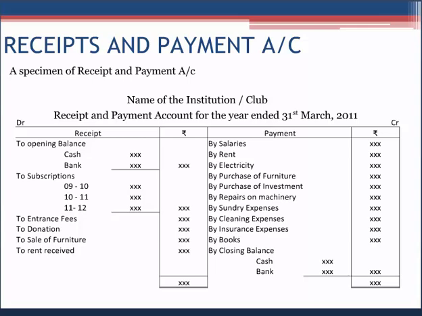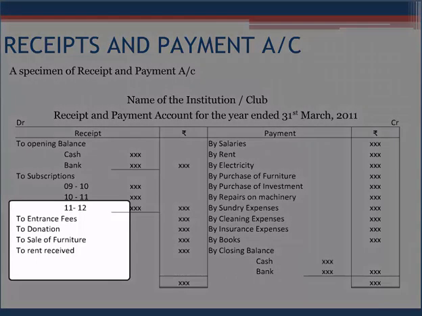So, the next thing to note is the receipt side, the part I'm highlighting. By entrance fee, by donation, by sale of furniture, by rent received. Take the last two. Sale of furniture: the amount received by the sale of an asset is a capital receipt, but it is recorded on the receipt side. The rent received is a revenue receipt, but still it is recorded on the receipt side. So it records all receipts irrespective of their nature. Both the capital and the revenue receipts are recorded on the receipt side.